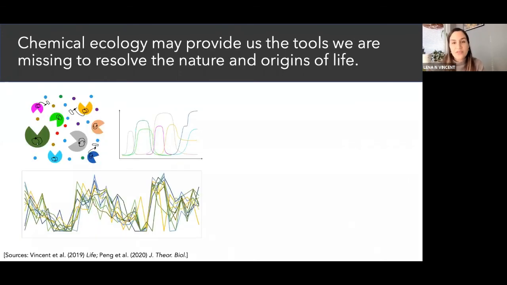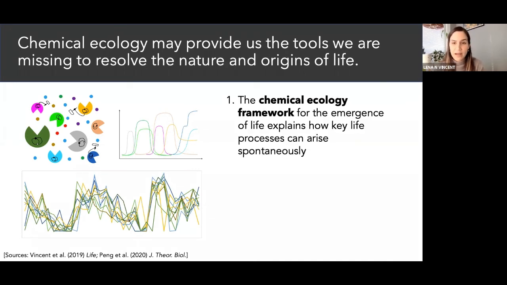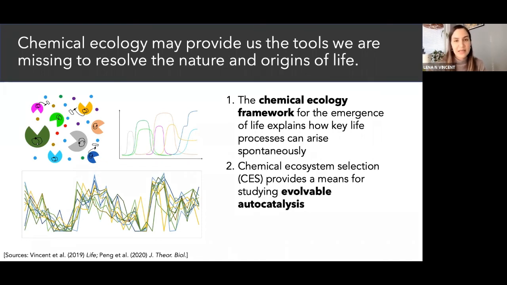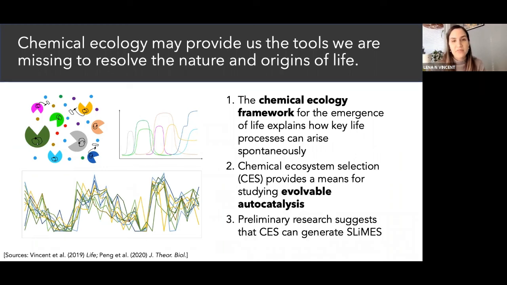So to conclude, we think that our chemical ecology model for the emergence of life will overall help advance our understanding of life as a general phenomenon by focusing on key life processes and how they can emerge in simple chemical systems. I've shown you that chemical ecology and its framework can try to explain how chemical ecosystems of interacting autocatalytic cycles can yield complex dynamics that closely resemble what we see in biological populations, and how chemical ecosystem selection can be used to study such ecosystems under laboratory conditions. And as a bonus, we've already found one set of conditions that yields promising results.